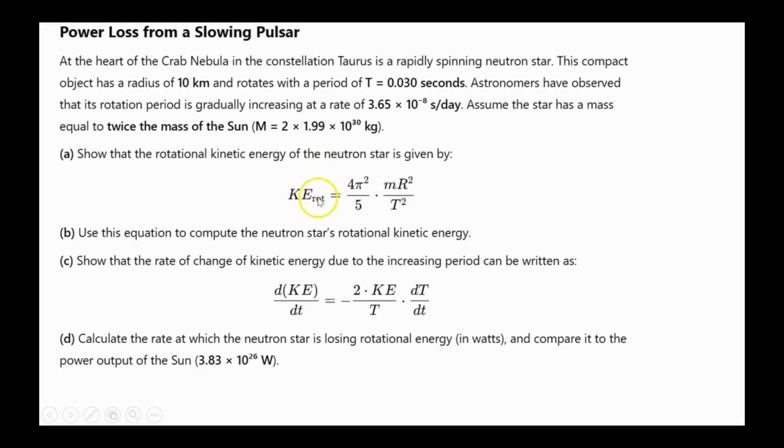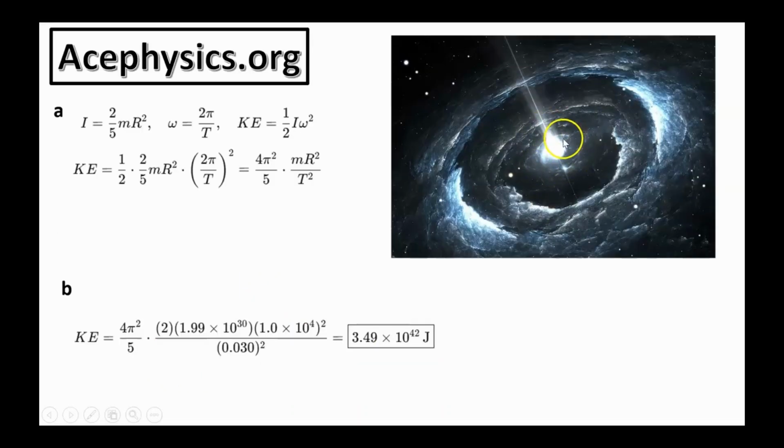A. Show that the rotational kinetic energy equals this constant times mr squared over T squared. B. Use this equation to compute the neutron star rotational kinetic energy. C. Show that the rate of change of kinetic energy is equal to this formula. D. Calculate the rate at which the neutron star is losing rotational energy. Here's a picture of a spinning neutron star.